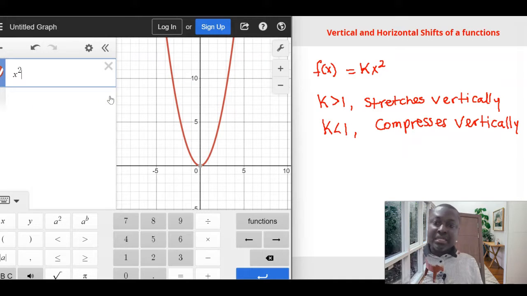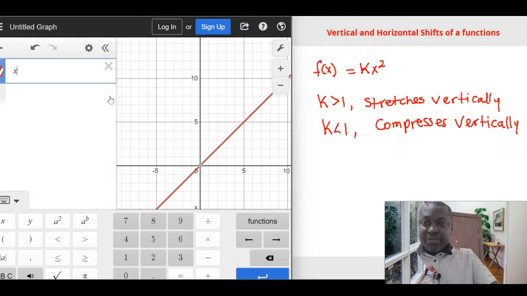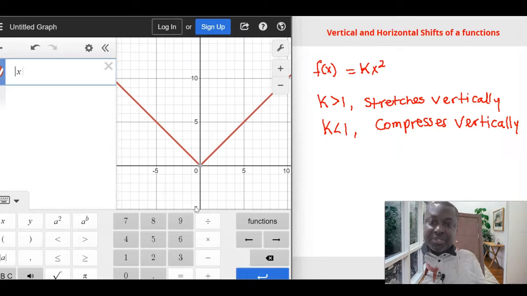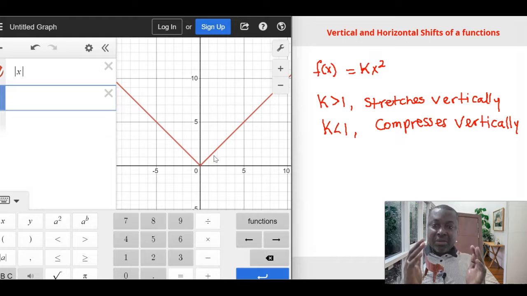Remember, this is the parent function. Even if we want, we can use an absolute function. All functions behave the same. So this is the absolute function, this is a parent function. The horizontal changes are going to be inside the absolute.